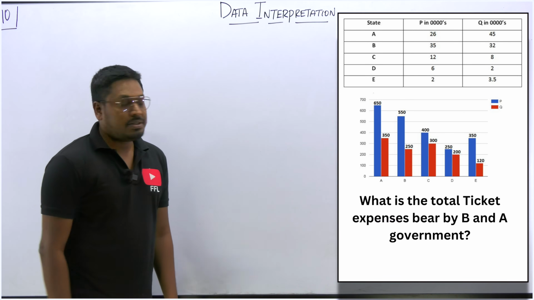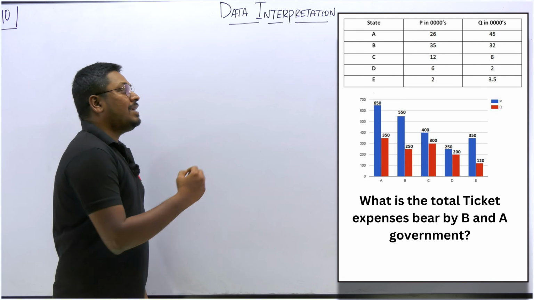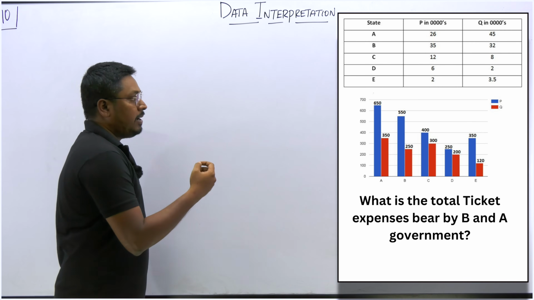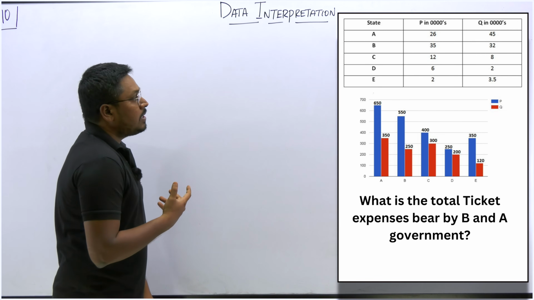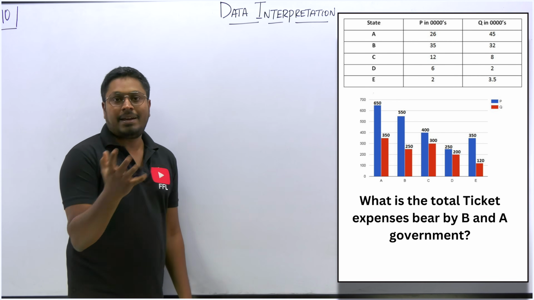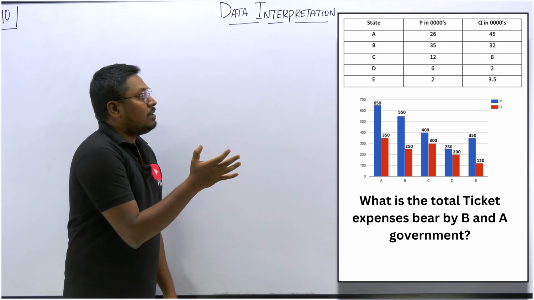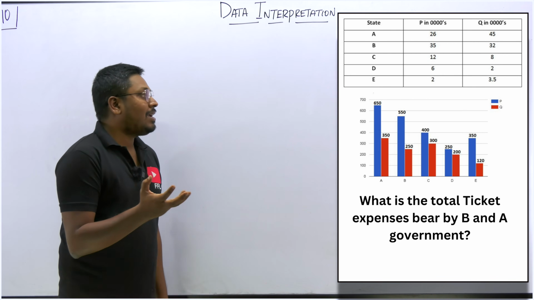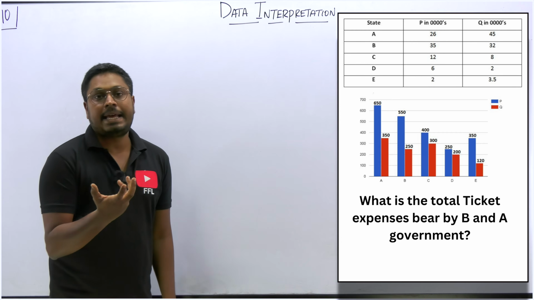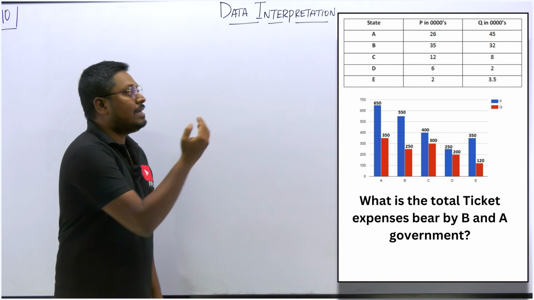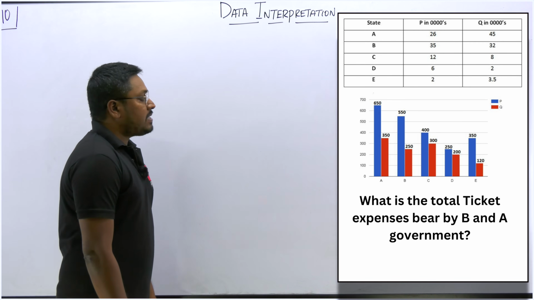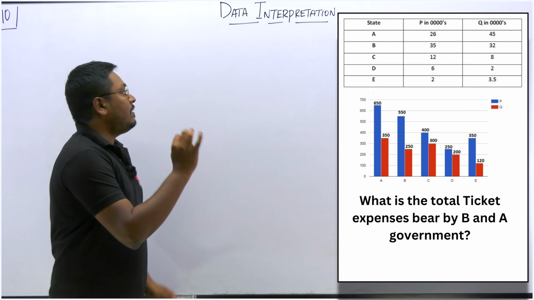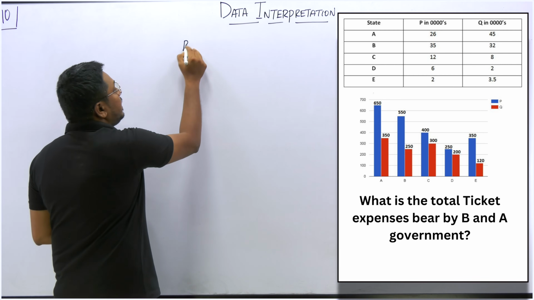So here is the first question. What is the total ticket expense borne by the B and A governments? So our target is to find, for migrating these laborers from this state to this state, what is the total ticket expense by the two governments, that is A and B, right?